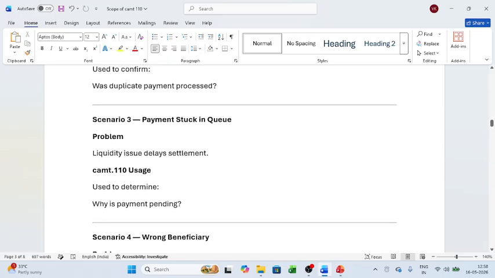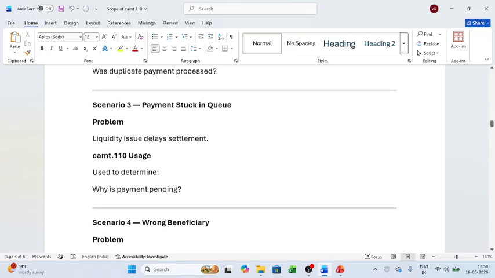Payment stuck in queues. See, I don't have sufficient liquidity in my transaction flow. The debtor agent sends the money to the instructing agent. The instructing agent plans to send the money to the instructed agent. But the instructing agent doesn't have sufficient liquidity in their Vostro account. What will happen? The transaction will be stopped because it can never move forward. At that time, the debtor bank sends the investigation: why did this happen? It is a liquidity issue. The debtor bank can then understand the transaction was stopped for a liquidity issue. At that time they use the camt.110 message.